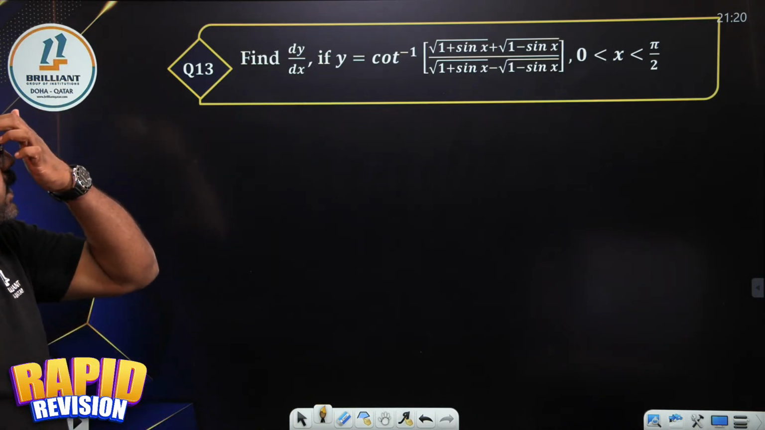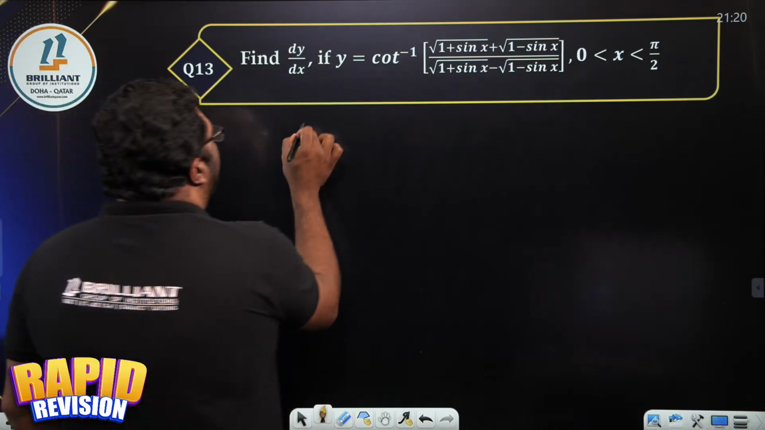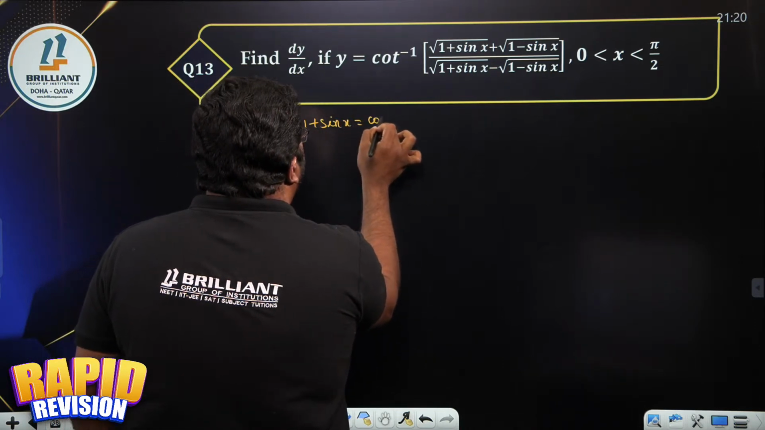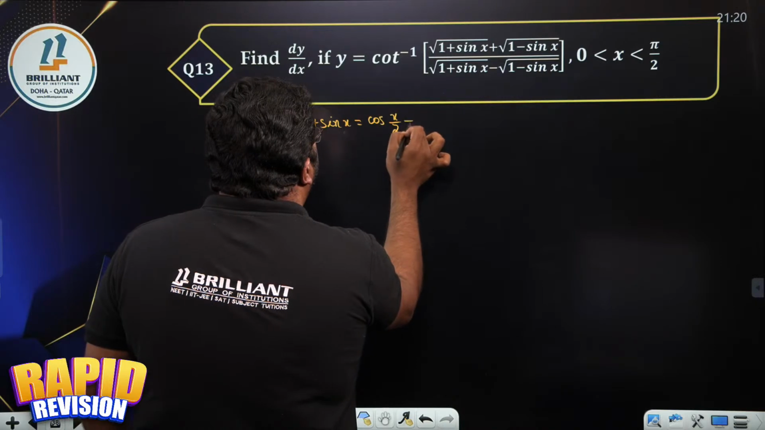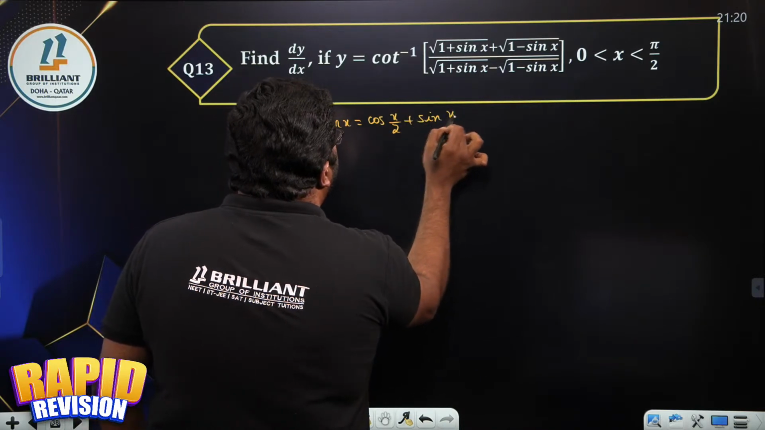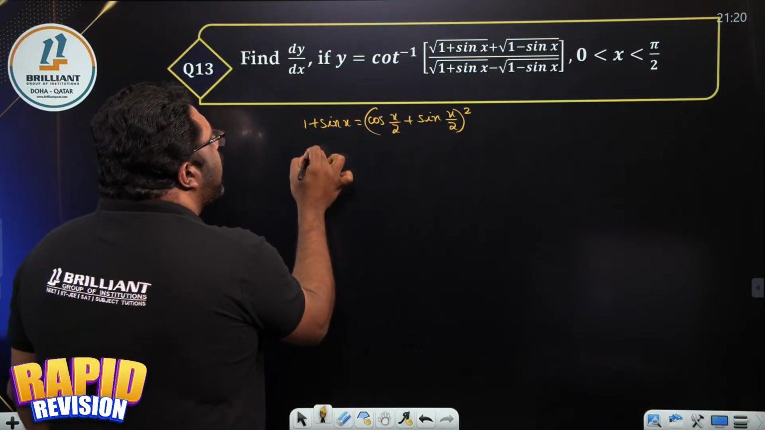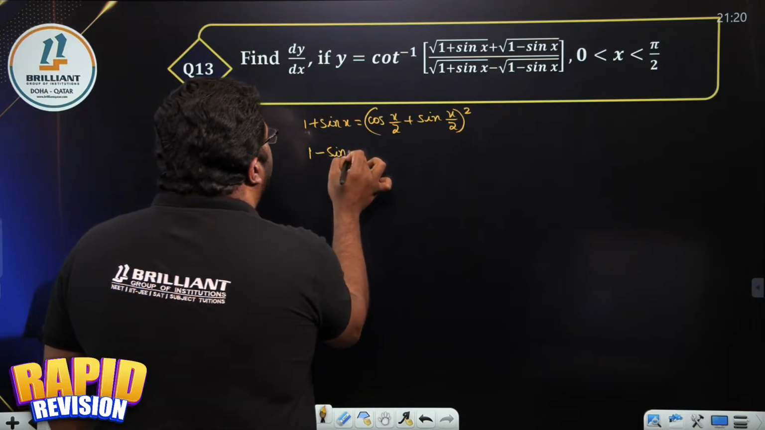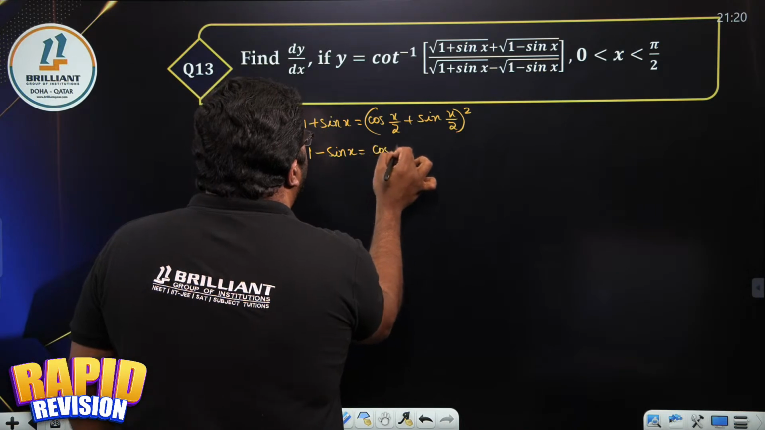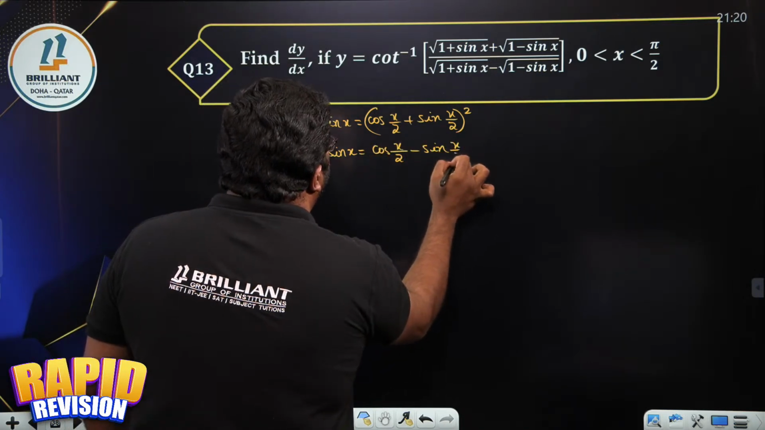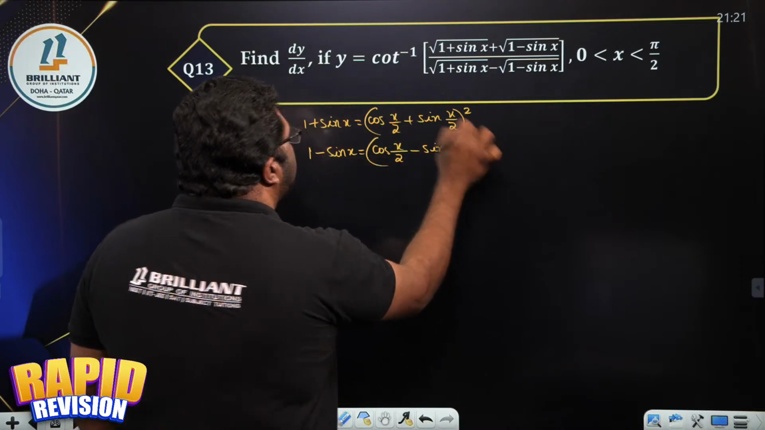This is a very standard question. Make a substitution for 1 plus sine x. I will just show the substitutions; you can try it at home. Cos x by 2 plus sine x by 2 squared. This is the substitution for 1 plus sine x, and the substitution for 1 minus sine x is cos x by 2 minus sine x by 2 squared. This is how you're going to make the substitutions.